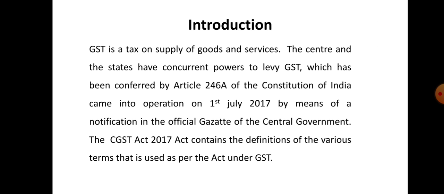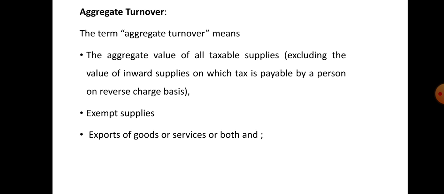The introduction is as I discussed in an earlier class. We know that GST was introduced on 1st July 2017, and GST is levied on the supply of goods and services, and it is a dual GST. It is levied both by the center and the states, as they have concurrent powers to levy the GST. It's confirmed by Article 246A of the Constitution of India, and the definition is on the aggregate turnover.